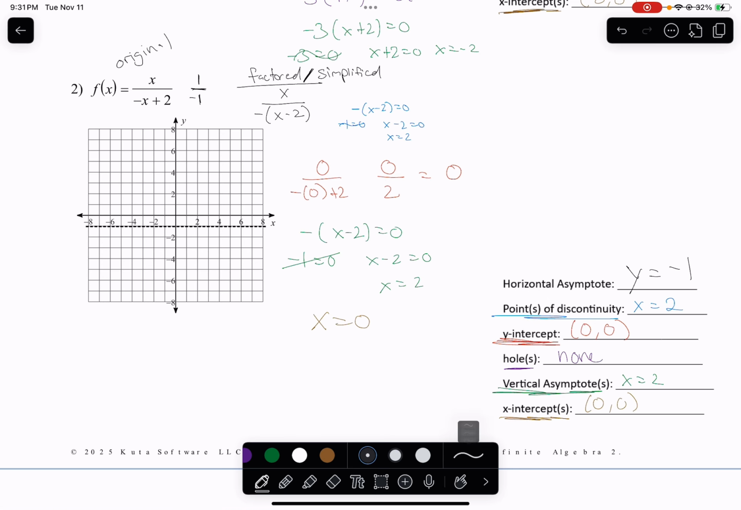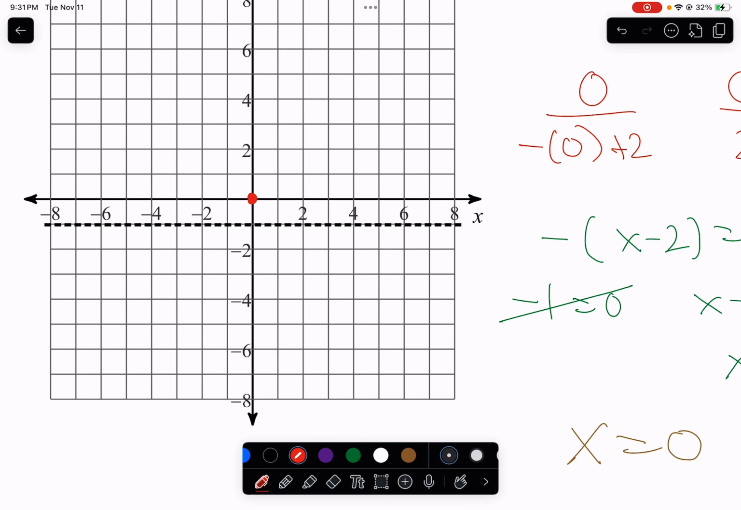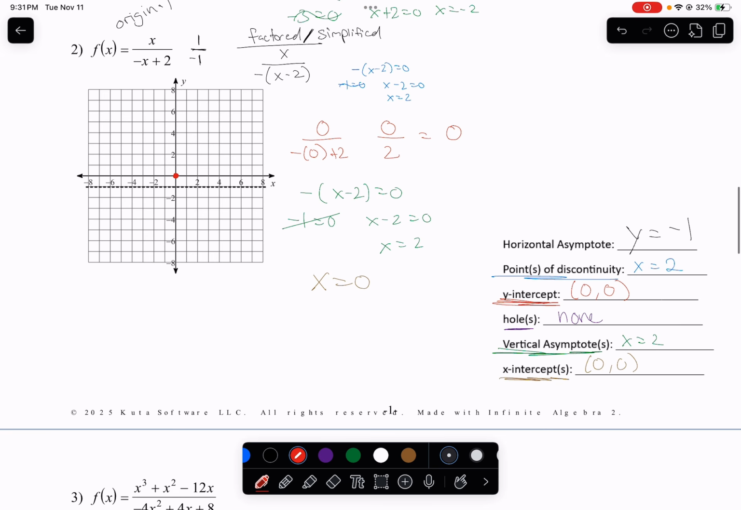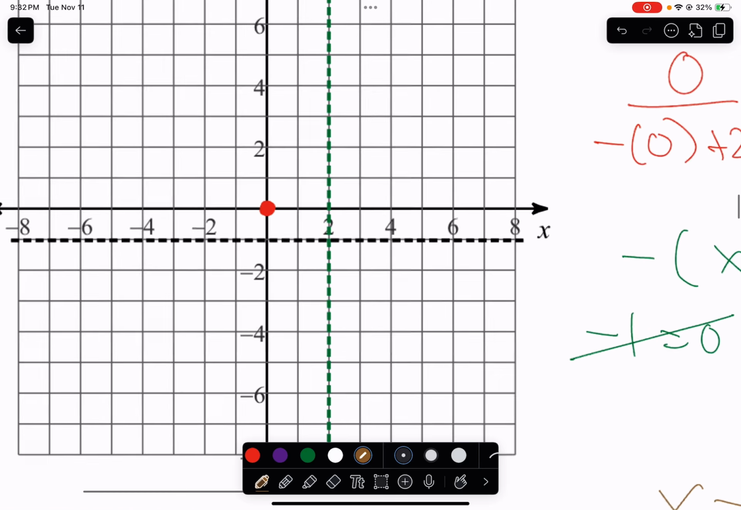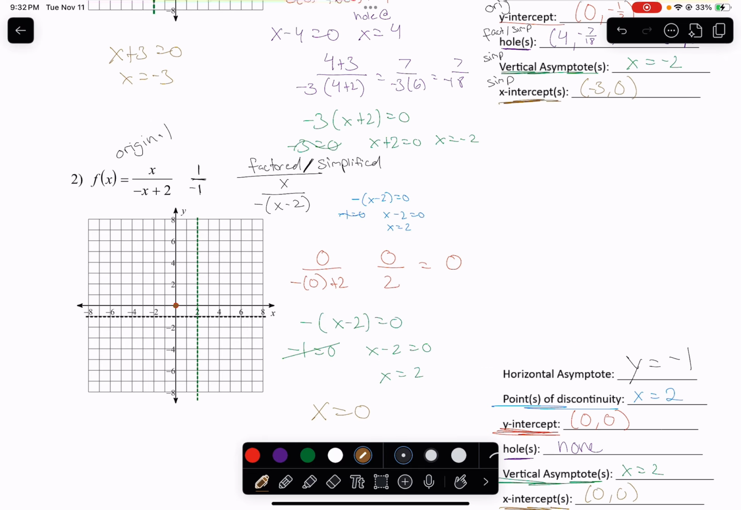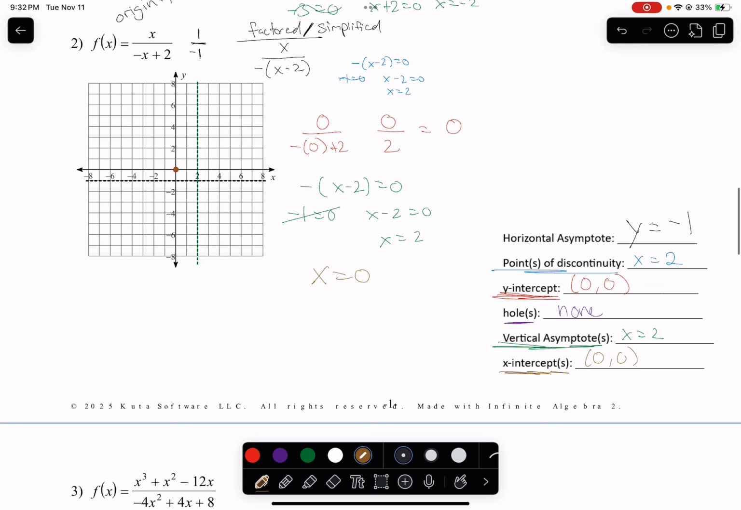Let's see. Next, we've got our y-intercept. So my y-intercept is at 0, 0. Plot that right there. There's no holes to plot. My vertical asymptote occurs at x equals 2. So I go and plot that. And then my x-intercept is at 0, 0, which I've actually already plotted. In this case, my x-intercept and my y-intercept are the same exact point because it's at 0, 0. All right, so that's all you got to do for that one.